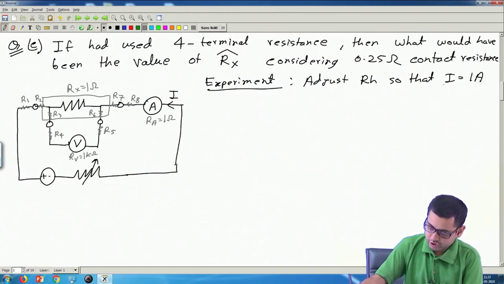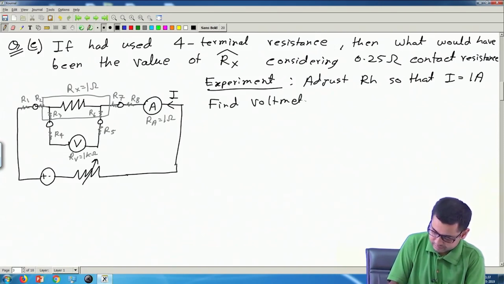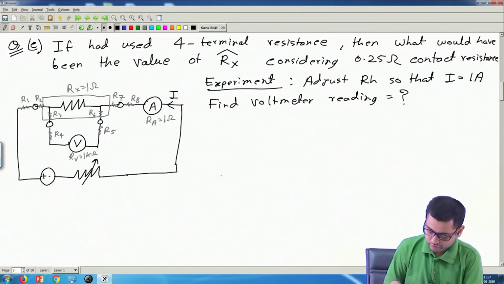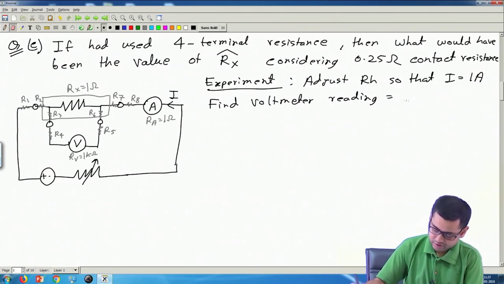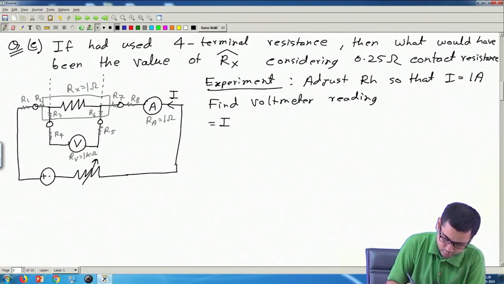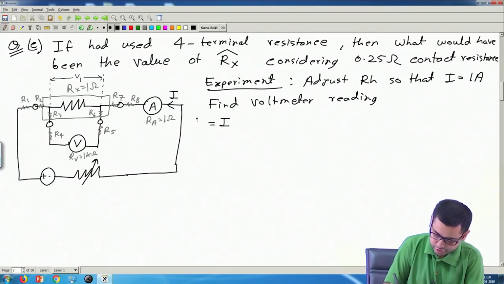Okay, so adjust RH so that the current is 1 ampere, and now we have to find the voltmeter reading. So what is the voltmeter reading? Before we find the voltmeter reading, let's find the value of the voltage between these 2 points, which we'll call V1. Consider these 2 points here, and the voltage between them is V1. So let's find V1 first, then we can find the voltmeter reading.